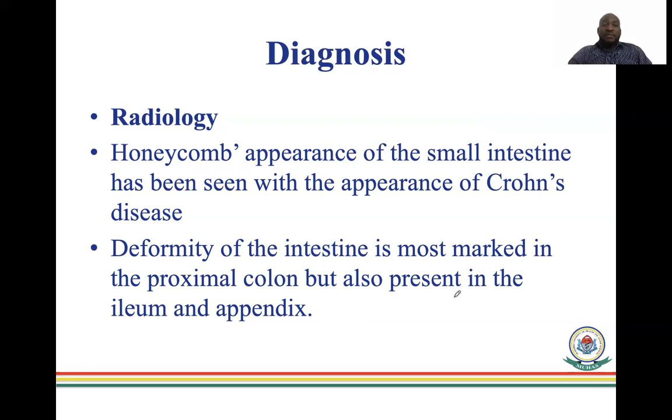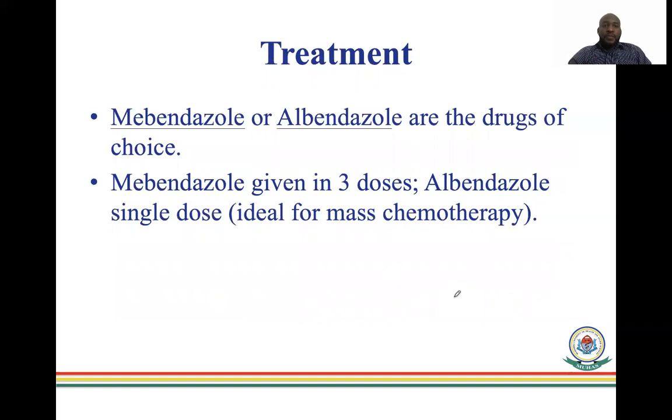Deformity of the intestine is mostly marked in the proximal colon, but also present in the ileum and appendix. Treatment: you could use mebendazole or albendazole. These are drugs of choice. Mebendazole is mostly superior to albendazole in this case. So if you were to choose, you would rather choose mebendazole than albendazole to begin with. But albendazole will be ideal for mass chemotherapy because you give it only in a single dose.